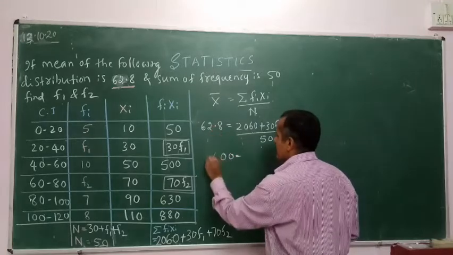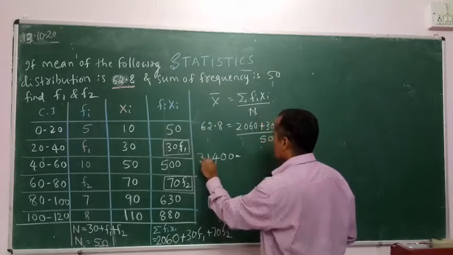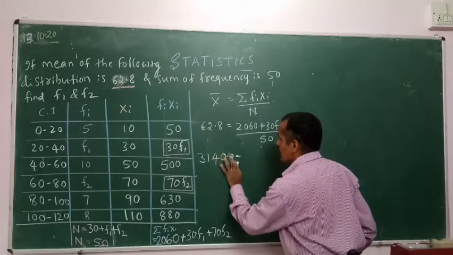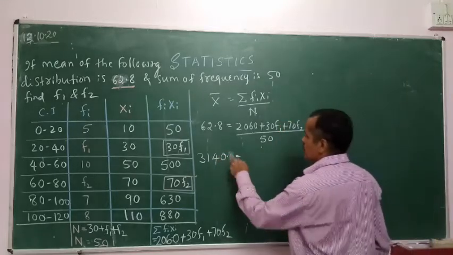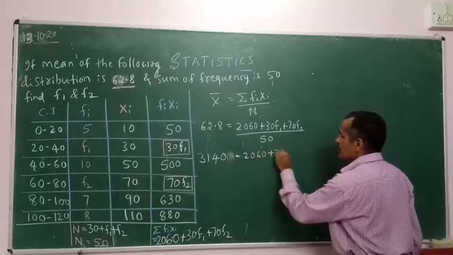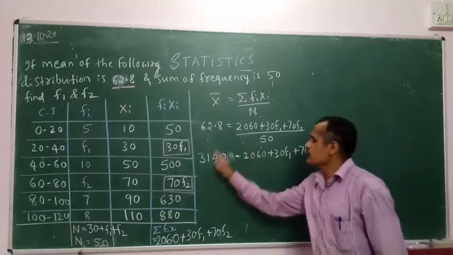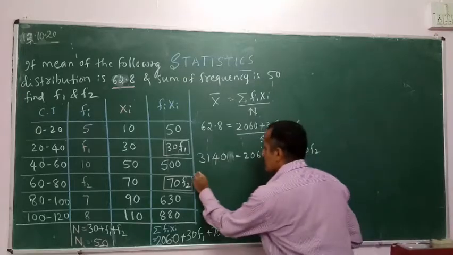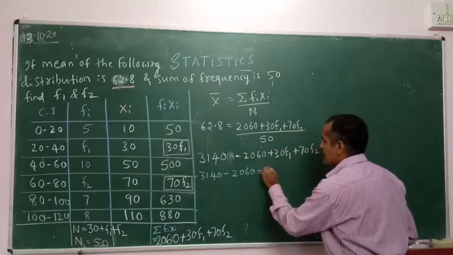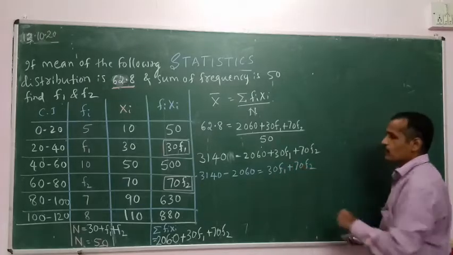Carry 4. 8 2s are 16, plus 4 is 20... 14. Carry 1. 30 plus 1 is 31. One digit back, the decimal point means 3140. I will note 3140 is equal to 2060 plus 30 F1 plus 70 F2. I will transfer this to the LHS: 3140 minus 2060 is equal to 30 F1 plus 70 F2.